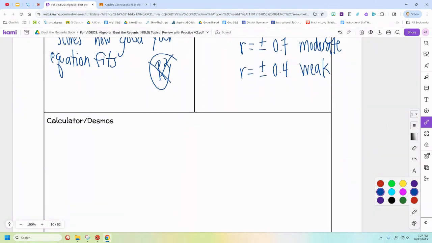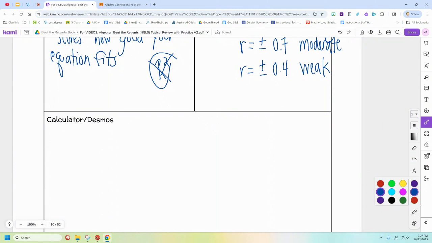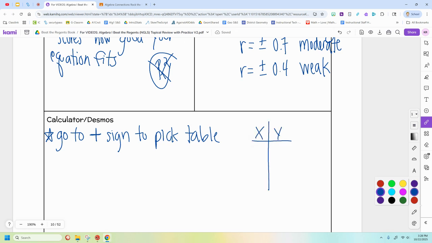And then your calculator or Desmos strategy is making a table. Remember, you have to go to the plus sign to pick table, and that table is going to be x, y going this way. Essentially, these are coordinate pairs that are the data from your table. So you're going to enter your x's, you're going to enter your y's.